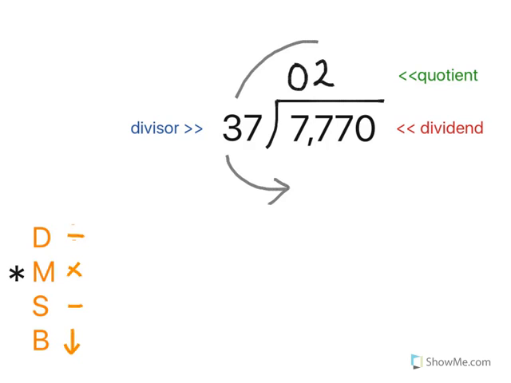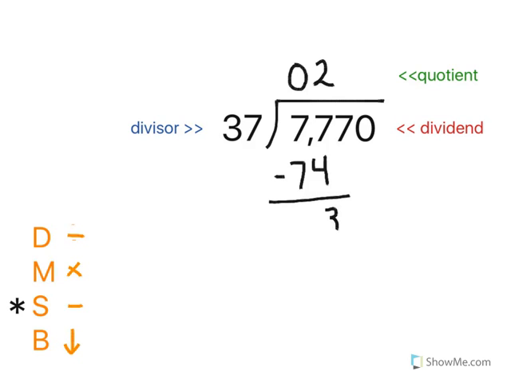Now I can multiply that 2 times 37, which gives me 74. Then I subtract 74 from 77 and get 3. I bring down the next digit of my dividend, which gives me 37. And that brings me back to division.